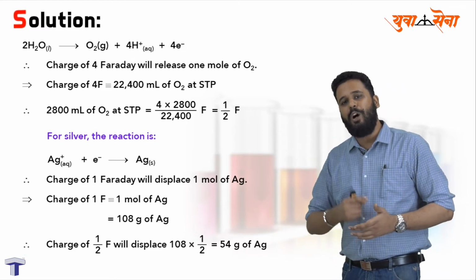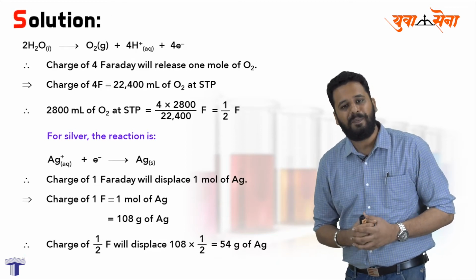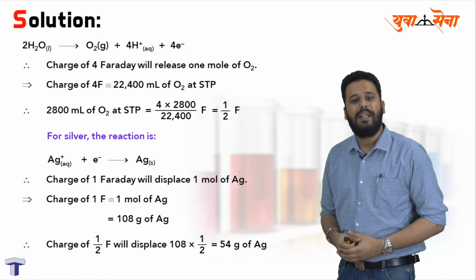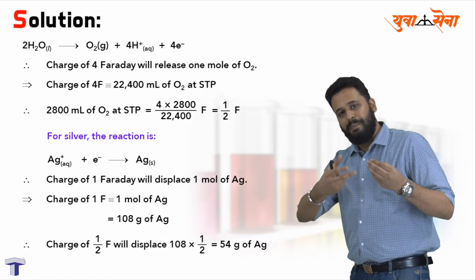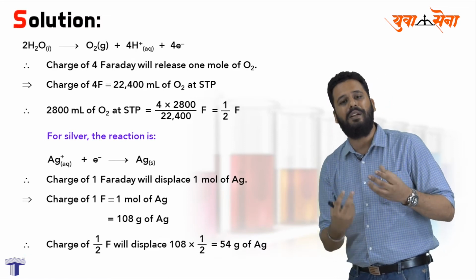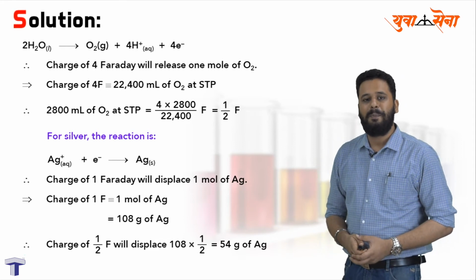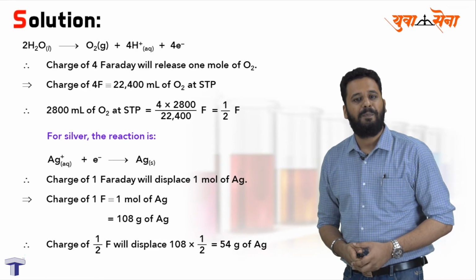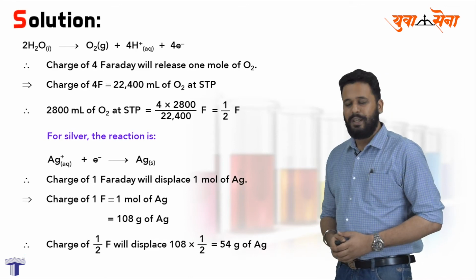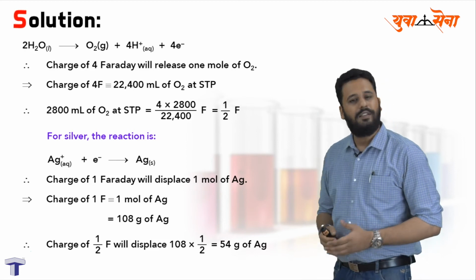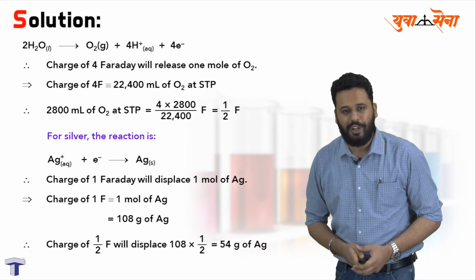So by knowing how much oxygen has been liberated, we calculated how much charge was passed through it, and by knowing that charge and by knowing the mole ratio of silver, we calculated how much silver will be liberated by the same charge. It was a very simple question, but it just requires a little bit of connectivity. If you know how to connect the dots, it's a very simple MCQ. Hope you've understood the solution.